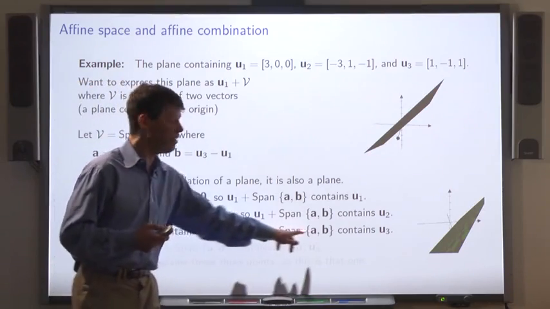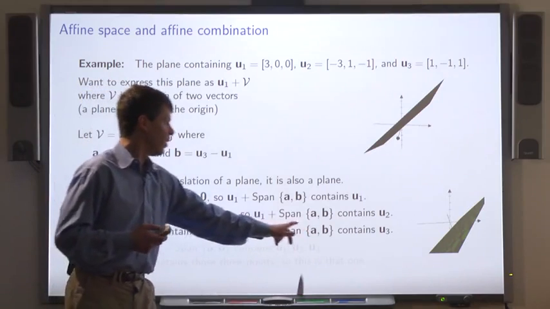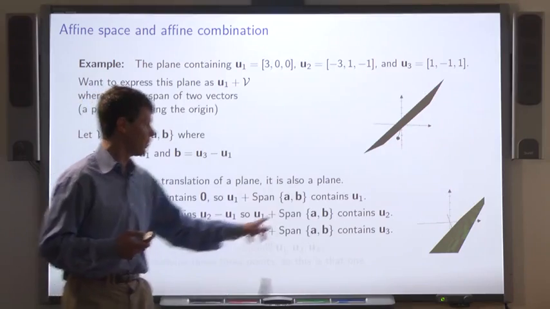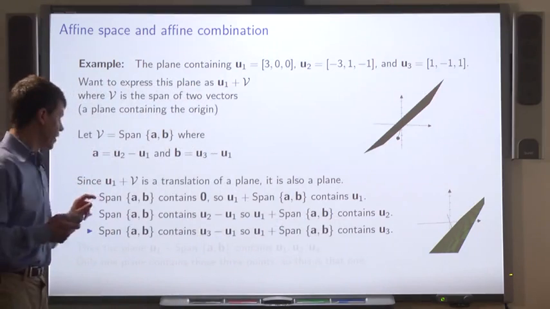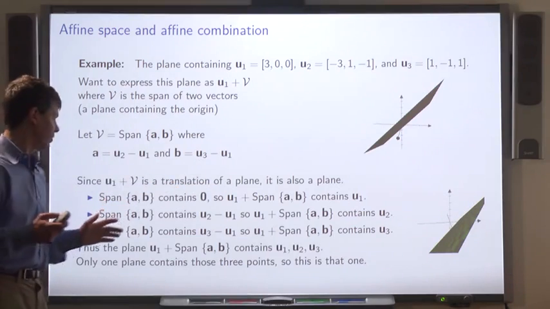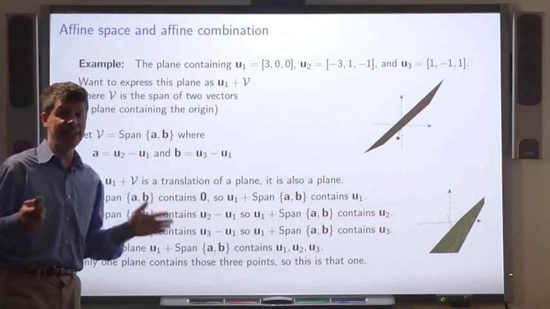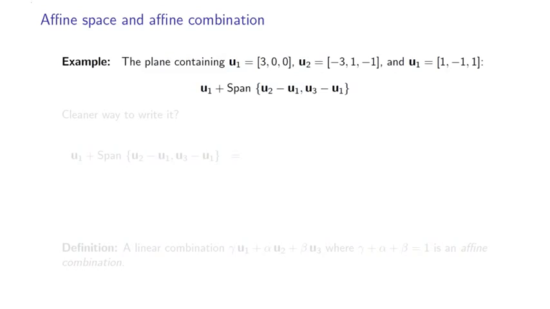And similarly, span AB contains B, which is u3 minus u1. So u1 plus the span of AB contains u1 plus u3 minus u1, which is u3. So u1 plus big V contains u1, u2, and u3. And it's a plane. There's only one plane containing those 3 points, so this is it. Now, we've written the plane containing these 3 points as this sum, u1 plus the span of u2 minus u1 and u3 minus u1. There's a nicer way to write this.